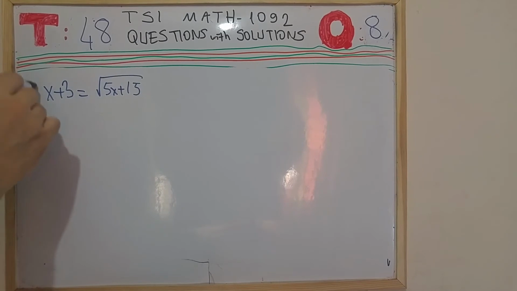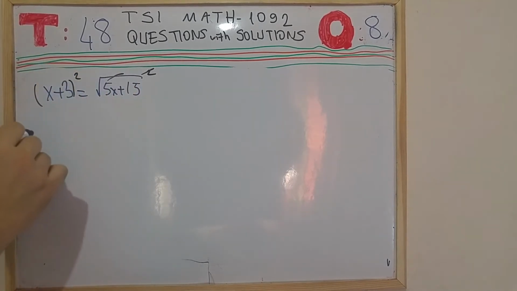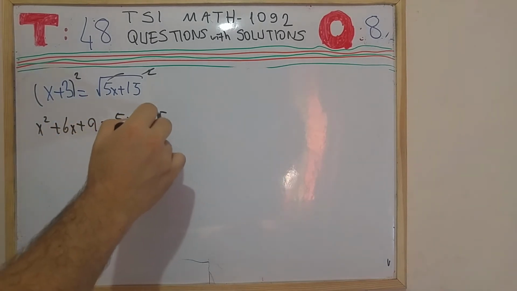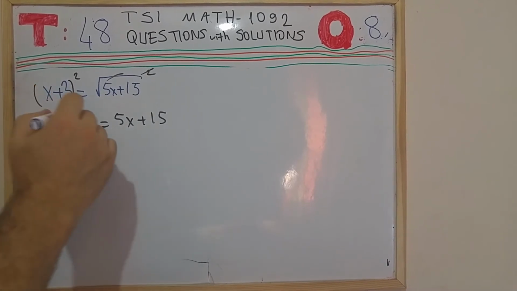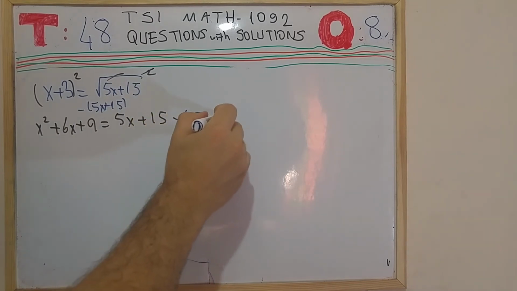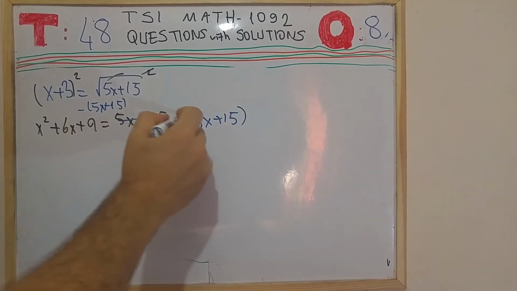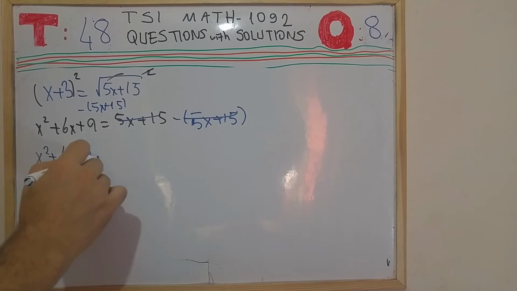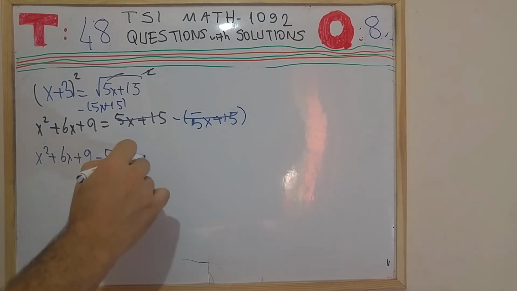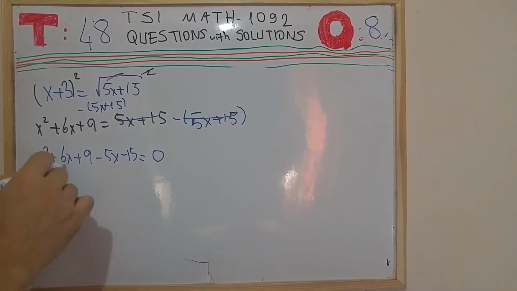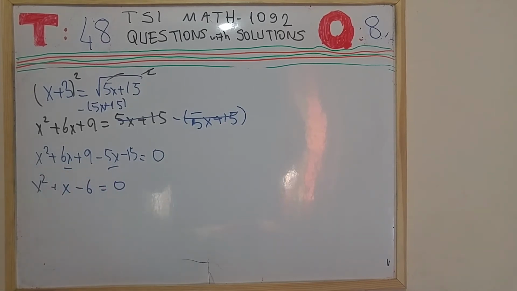The square of both sides first. So what I have is x squared plus 6x plus 9 is equal to 5x plus 15. So let me subtract 5x plus 15 from each side. So I have 0 here. What I have here is x squared plus 6x plus 9 minus 5x minus 15, which is going to be equal to 0. And this is equal to x squared plus x minus 6 is equal to 0.